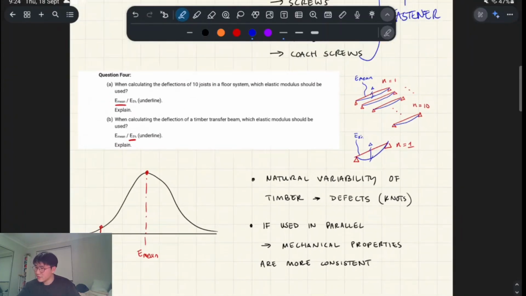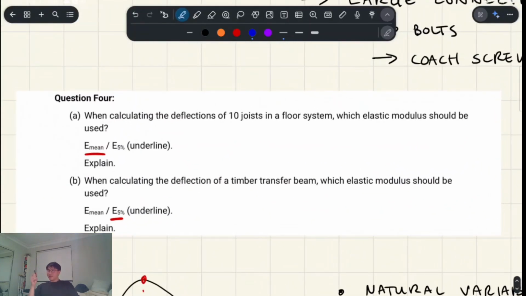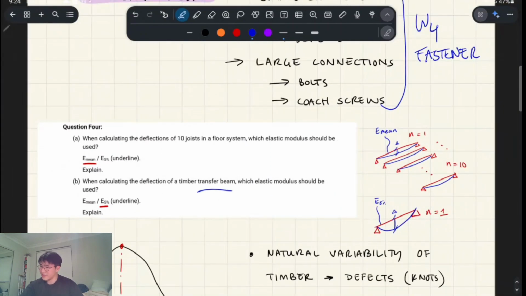Okay, lastly, we'll talk about a statistical thing, right? When calculating deflections of 10 joists in a floor system, which elastic modulus should you use, the E mean or the E 5%? E here is talking about material stiffness, right? And then for a transfer beam, which elastic modulus should you use? So 10 floor joists in a floor system versus that.